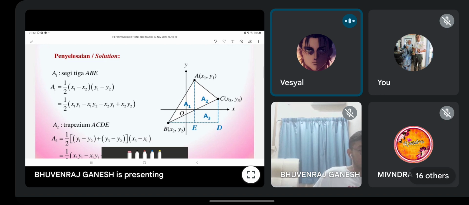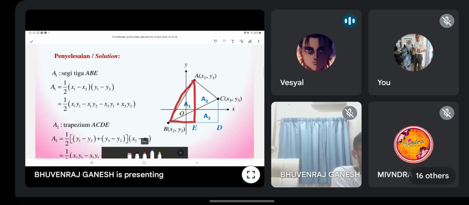Okay, here's the thing. You want to find the triangle area. So the way you must do it is this way. First you must make a triangle called A1. So your triangle will be ABE, and the area will be A1. Okay, so that's the first triangle you must make.